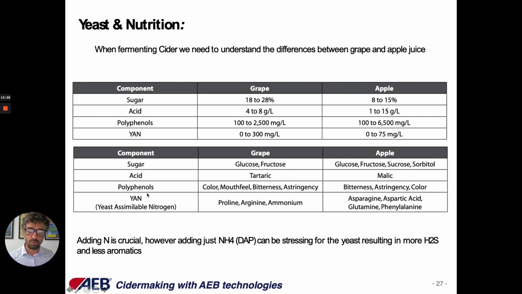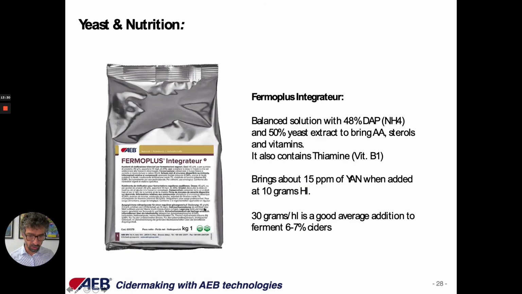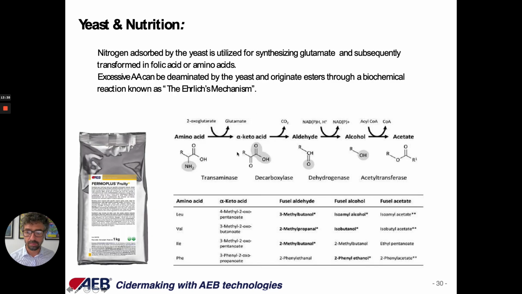Adding nitrogen in the form of amino acids, which is different, is more like a fraction of this, and this is a very balanced formulation. But if you want to exaggerate with amino acids and have more of this base for aromatics, the Thermoplast Fruity is what you need.